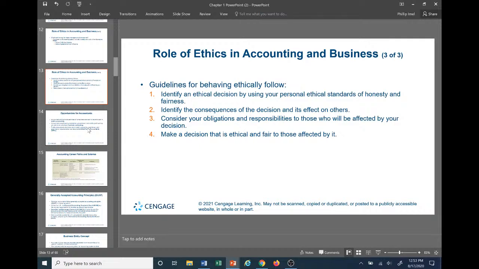Next, you want to identify the consequences of the decision and its effect on others. Once again, sometimes this is known and sometimes it's not known, based upon the level of knowledge you have pertaining to the work that you're performing. Then you want to consider your obligations and responsibility to those who will be affected by your decision. And then ultimately make a decision that is ethical and fair to those affected by it.